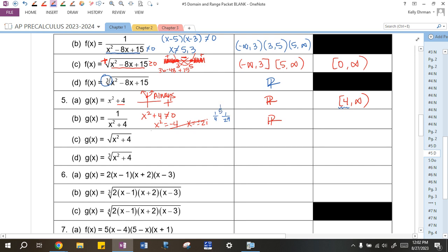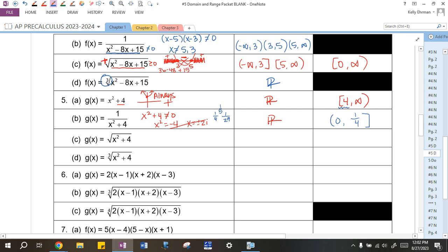So 1/4 is the biggest that this thing will ever get. And then the further out you go on x, the smaller that fraction is going to be. It's going to get closer and closer to 0. So interesting. So this range is above 0, but it'll never hit 0, and you're only ever going up to 1/4. So that's a little different.